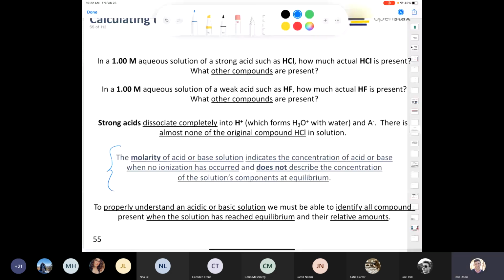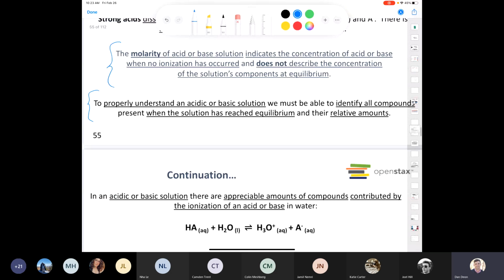So the molarity of an acid or a base, when you see a bottle in the lab and it says 1 molar HCl, indicates the concentration of acid or base before ionization has occurred. It doesn't tell you what's actually present at equilibrium. Now, that might not be simple, and I never said it was simple. I said it's getting more difficult now. In order for us to understand what is going on here, we've got to be able to identify everything that's present in the soup, and we want to look at their relative amounts.